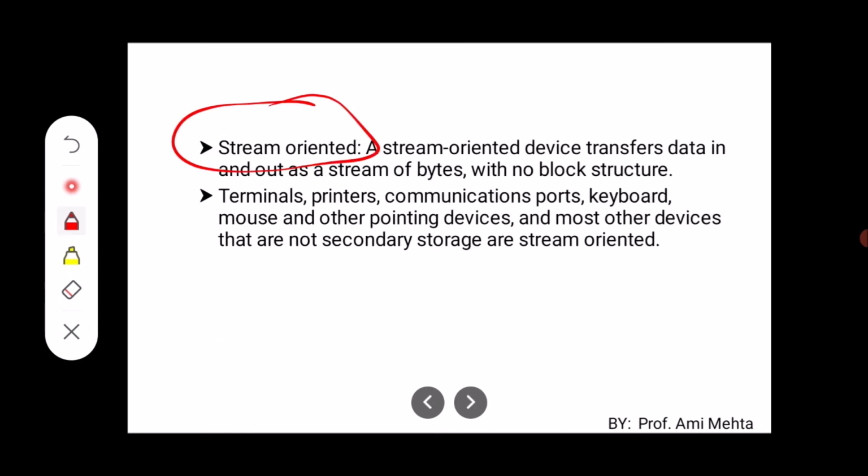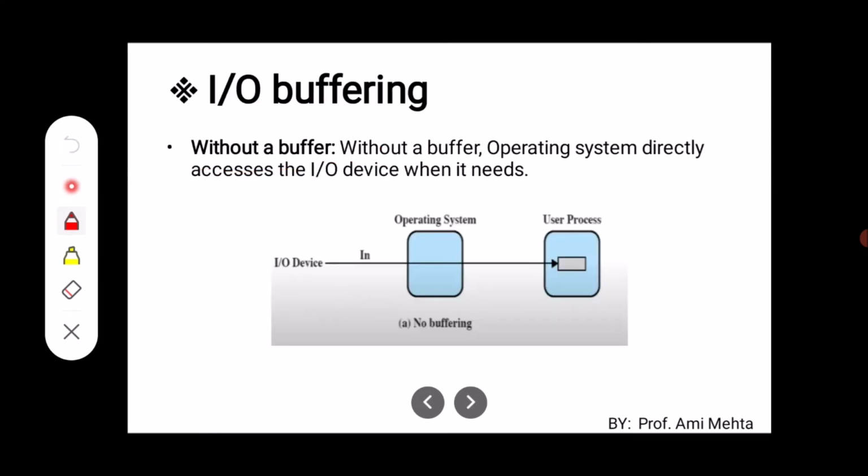Now, what is the concept of stream oriented? In a stream oriented device, data is transferred in and out as a stream of bytes. Likewise, this is an 8 byte stream, a 16 byte stream. There is no structure of blocks. So terminals, printers, communication ports, keyboard, mouse, and other pointing devices, and most other devices that are not secondary storage are stream oriented. While the secondary storage devices like hard disk and tape drives are all block oriented devices.